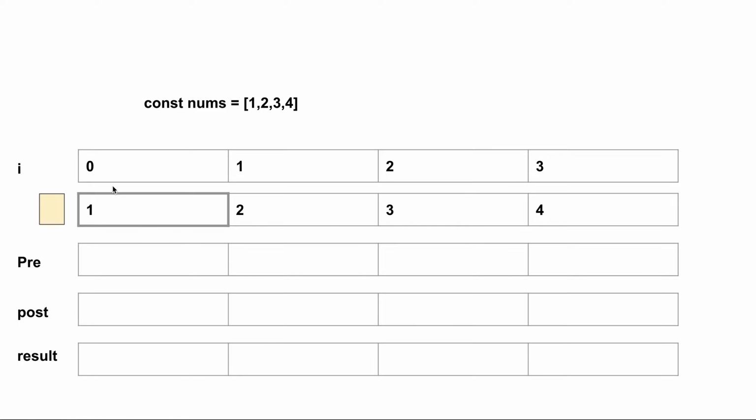So at i equals 0, is there anything pre? Is there anything before this value? There isn't actually, so this is just represented by a blank square, right? So if there's nothing, then we just say it's 1. Our pre is 1. 1 times anything is going to be the same.